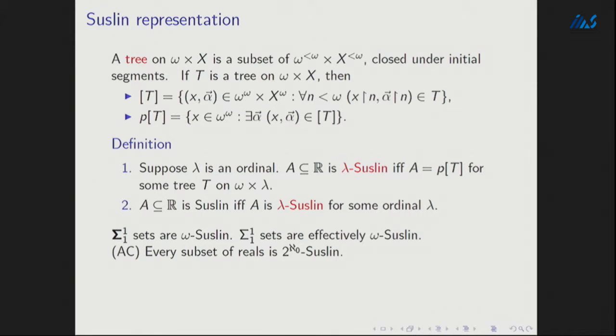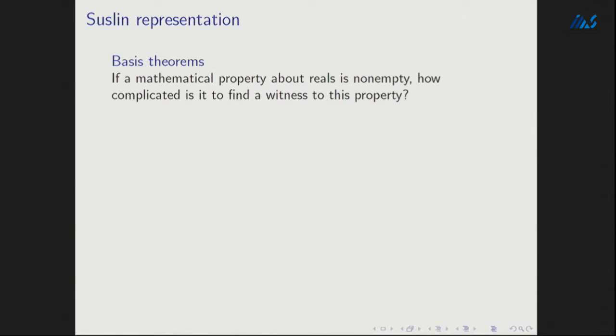And yeah, so this is the question about the effective version. So the complexity of the tree which projects to A will depend on the complexity of A. And so this talk, one of the topics will be to analyze the complexity of the tree T instead of just coming from a well-ordering of the reals. So we want some degree of effectiveness.